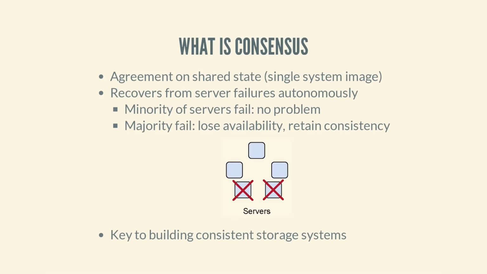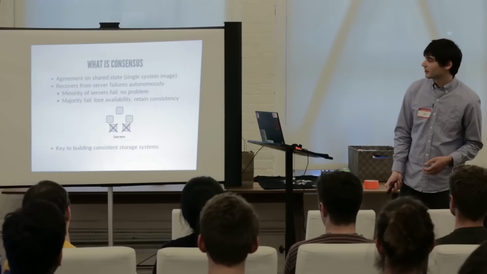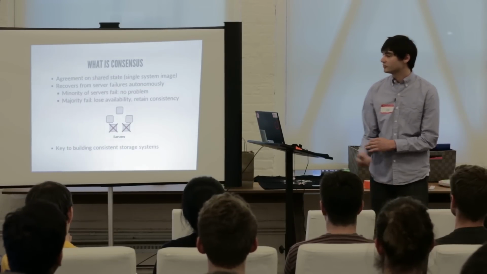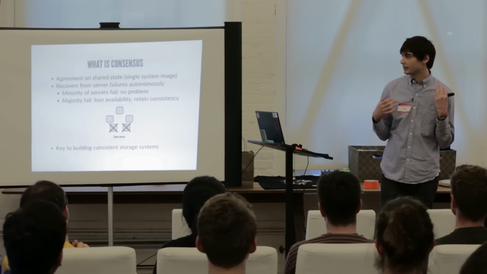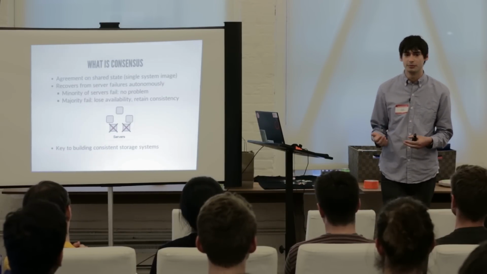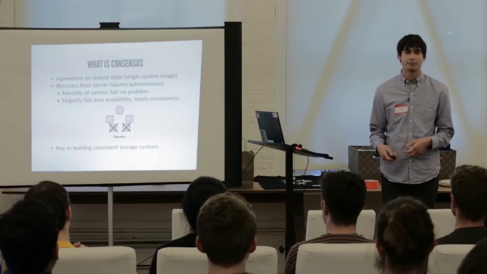Okay, so a little more formally, consensus is agreement on shared state, or sometimes people call it a single system image. And we want it to recover from failures autonomously. If we didn't care about failures, using a single machine is totally fine. So the property that Raft is going to give you is that if a minority of your cluster fails, that's not a problem. It'll maintain consistency, and it'll still be up and fully operational. So in our little 5-server cluster here, we can lose 2 servers, and everything's fine. If we were to lose a 3rd server, that's when the service would go offline. So it's going to prefer consistency and lose availability in that case. Once you get 3 servers back up, you're back online.